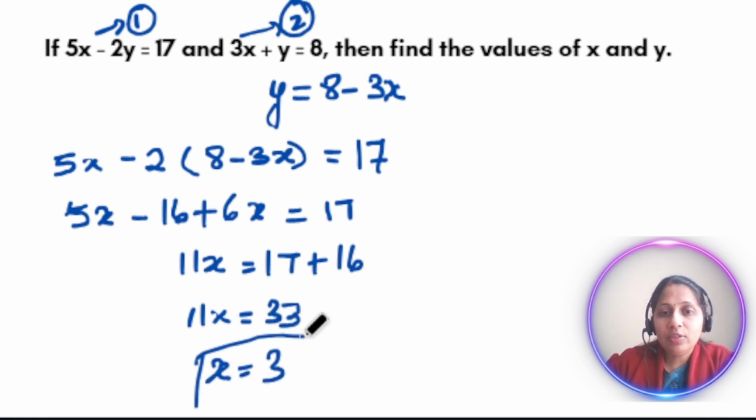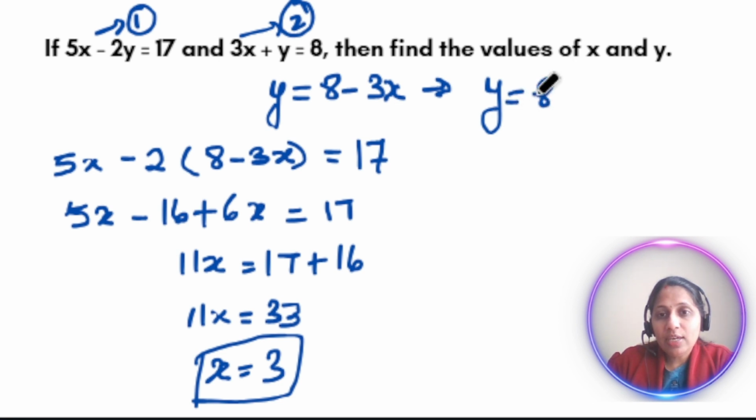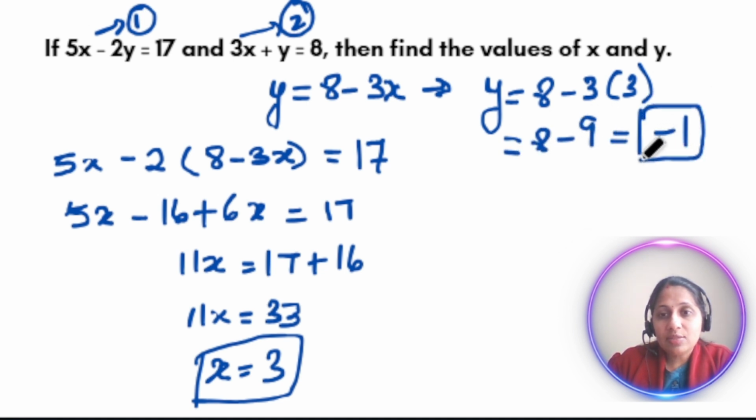So now I have got the value of x. Now let's go and substitute my x value in this y expression. y equals 8 minus 3 times 3, which gives me 8 minus 9. So my y value is minus 1.